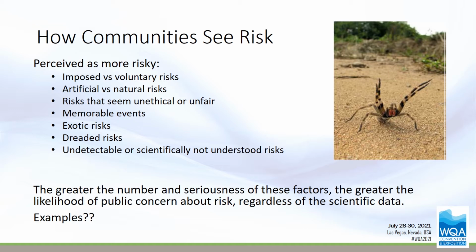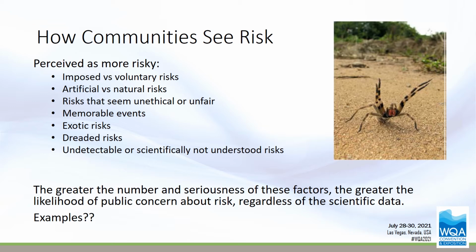Other examples: artificial versus natural risk. If arsenic in your water comes from a natural source rather than some industry in the area, it's more accepted. There's less outrage and emotion around that. And you can go through this list of other things. If the risk seems unethical or unfair, people are more upset about it. If it's a memorable event, like 9/11, we spent a lot of money in the United States preventing the next terrorist attack, when statistically a terrorist attack is not the most likely way you're going to meet your demise, right? But memorable events are something that we want controlled. We want somebody to take charge and control them for us because we have emotion around that.